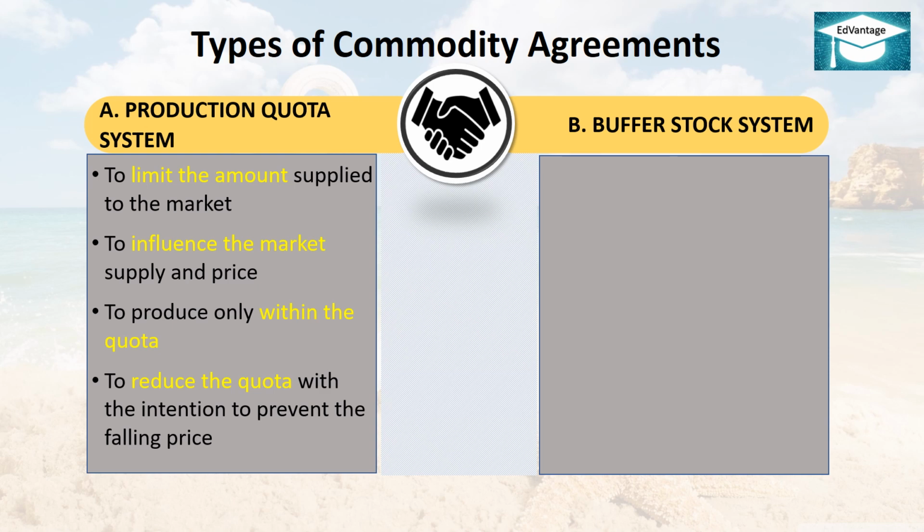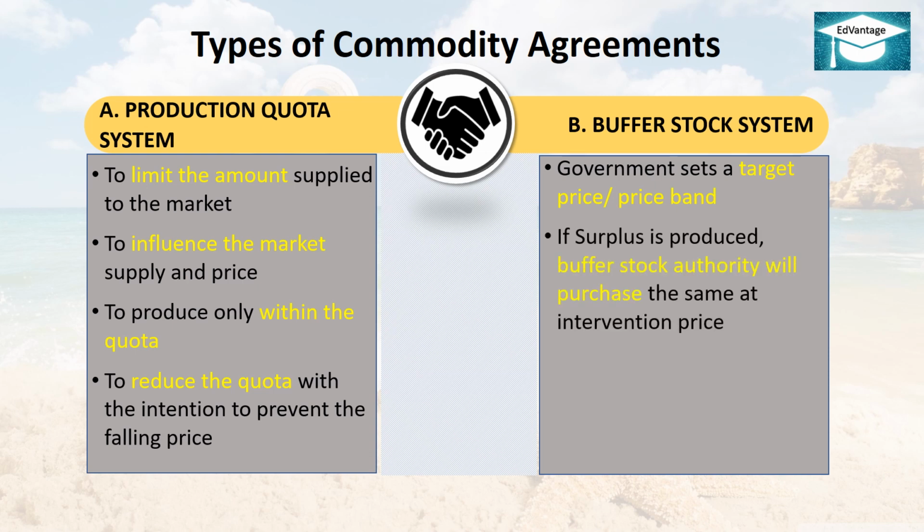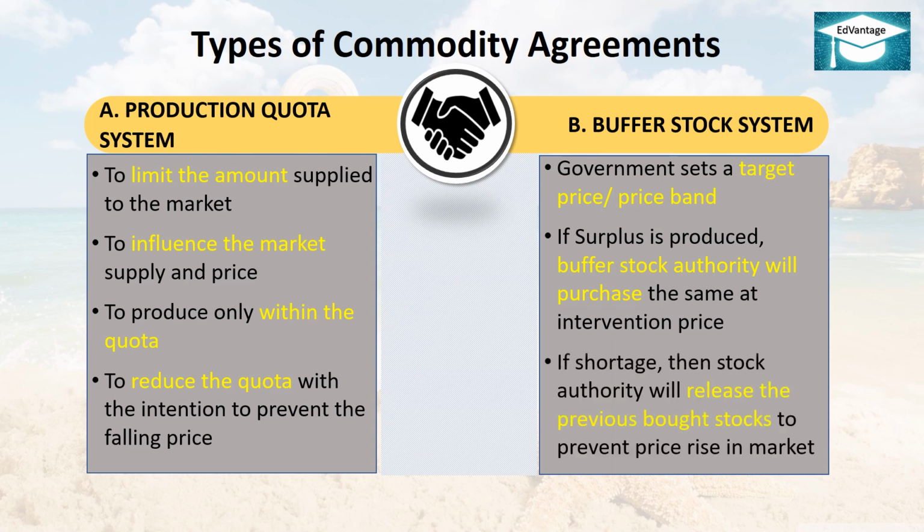Buffer stock system works as under. Government sets a target price or price band. If surplus is produced, the buffer stock authority will purchase the same at intervention price. If shortage, then the stock authority will release the previously bought stocks to prevent price rise in the market.